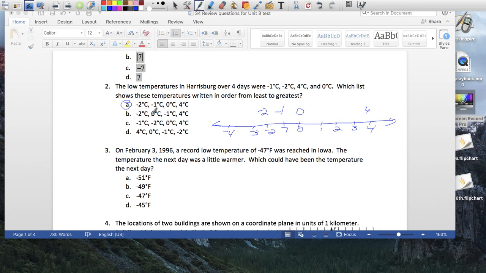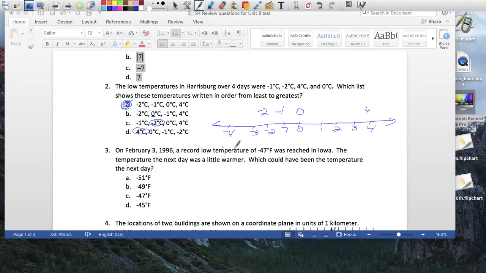Letter B doesn't make sense because 0 is definitely greater than -1, so that's out of order. This one also doesn't make sense because it starts with -1. -2 is the smallest value. And D definitely is not right because it starts with 4. 4 is the biggest value. So the only correct one is A.